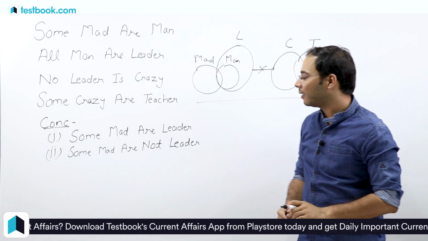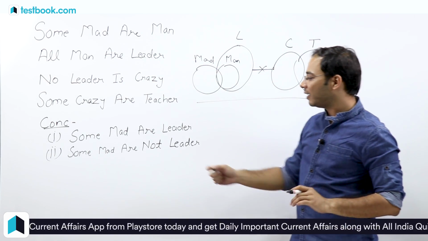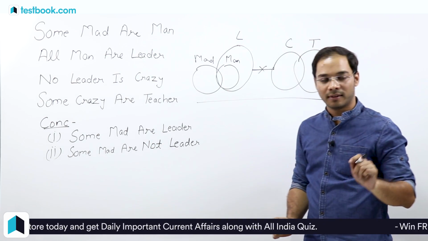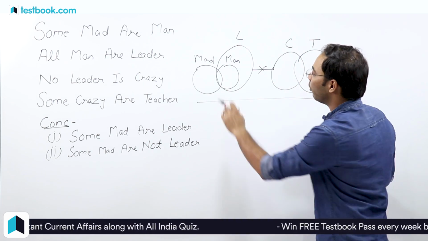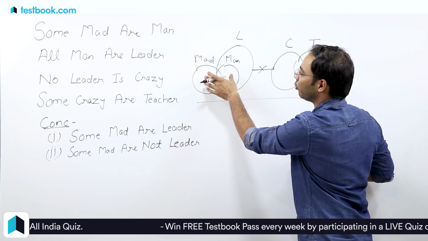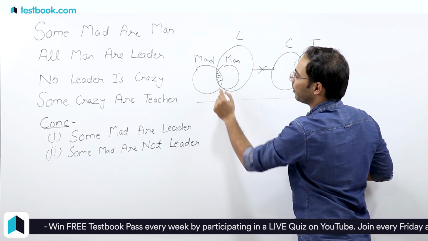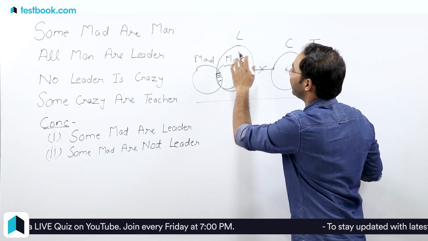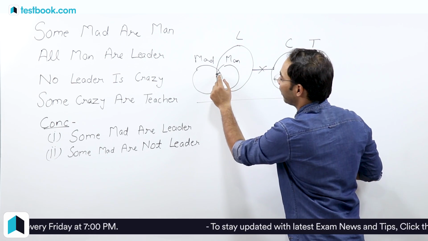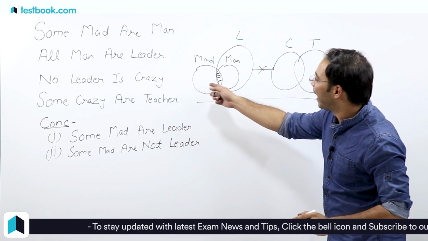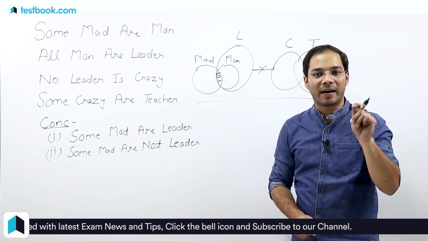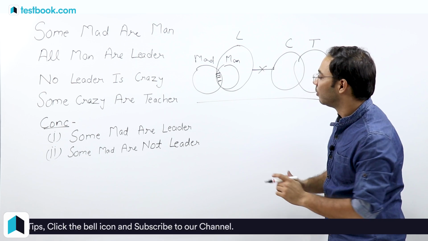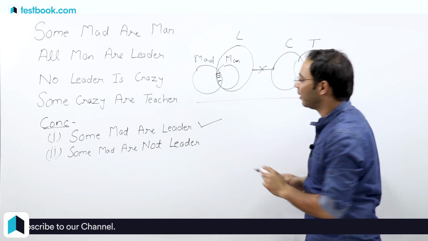Now let's look at the conclusions. First conclusion is some mad are leader. Now mad is related to man. We have this part which is common between mad and man. Now all the men are in leader. So this part will also be common between mad, man and leader. This part is common between these three. So the some mad are leader will be correct.